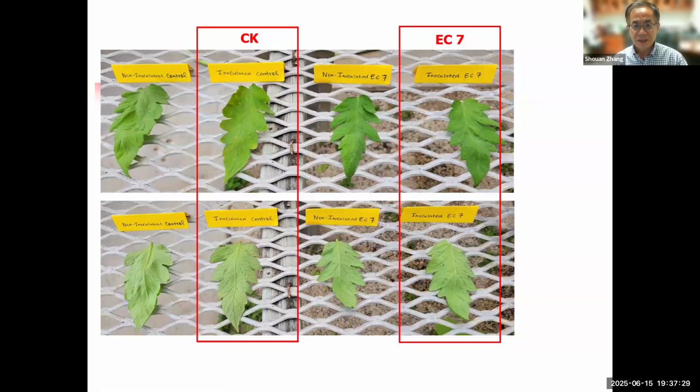Here are the pictures of the symptoms on the tomato leaves from salinity treatment EC7. You see almost no bacterial spot lesions on the upper side or bottom side of the leaves. But in the untreated control, there were a lot of big bacterial spot lesions, also on the bottom side. So you see the significant difference between the treatment and the untreated control.